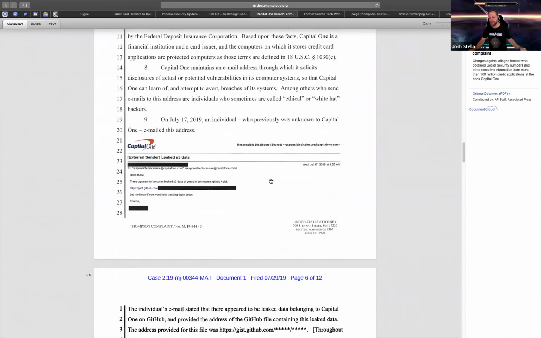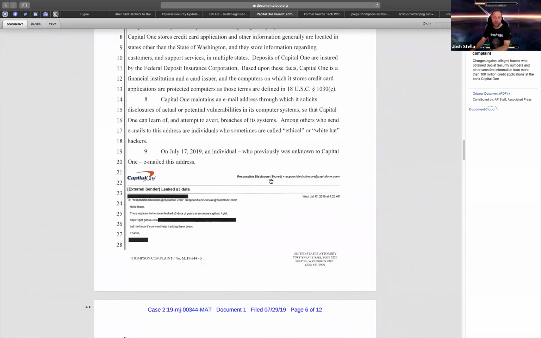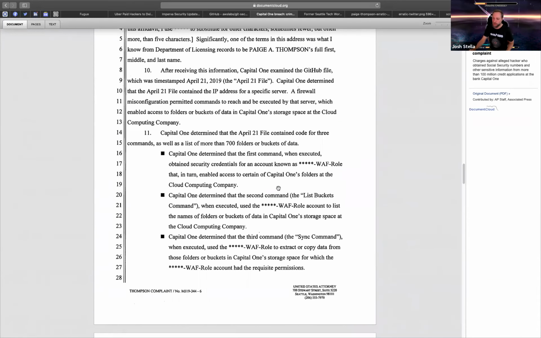So what happened in this hack is somebody tipped Capital One off. This is the actual DOJ complaint against the hacker, well, the accused hacker. I don't think convicted yet. So let's look at this section right here. Capital One determined that the April 21 file that was found on GitHub, by the way, that file had data that was stolen in it, contained code for 3 commands, as well as a list of more than 700 folders or buckets of data.